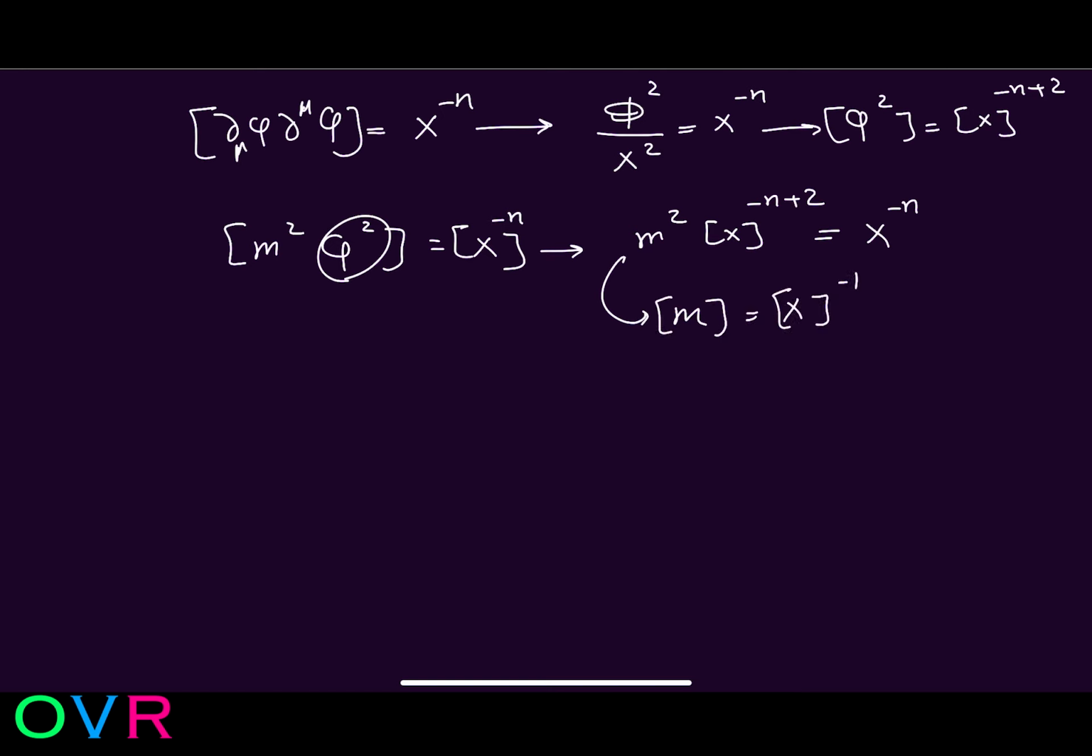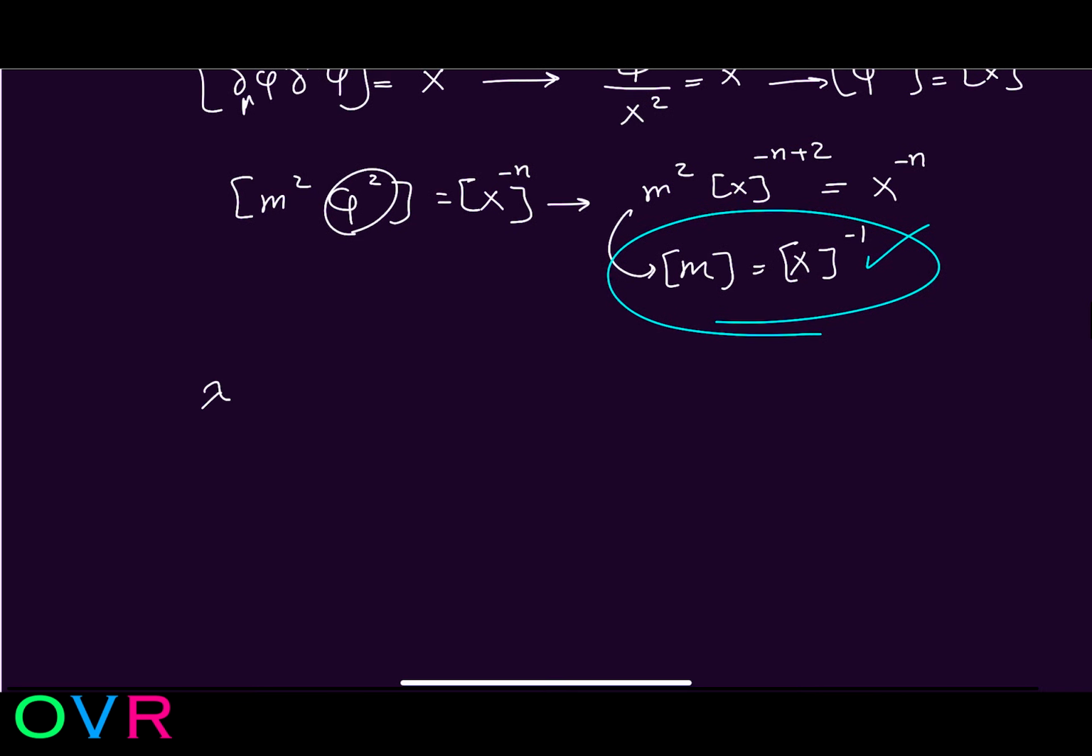That's interesting because independent of what dimension of spacetime we choose, m is always proportional to the inverse of length, and that's the de Broglie relationship. It's independent of the dimension of spacetime. So that's very exciting. Now you say that lambda phi 4 should have the dimension of x to the minus n, and the dimension of phi 4 is going to be x to the minus n plus 2, to the power of 2, which is equal to the dimension of x to the minus n.